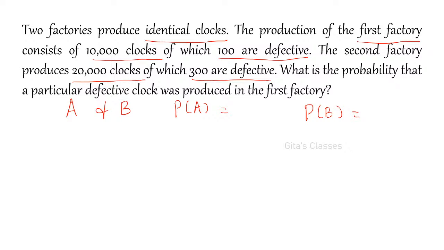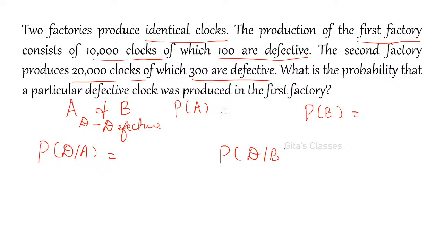Then you have to find out P of D given A. Try to find out. A and B are two factories. D is for defective. Okay. So find out P of D given A and P of D given B.